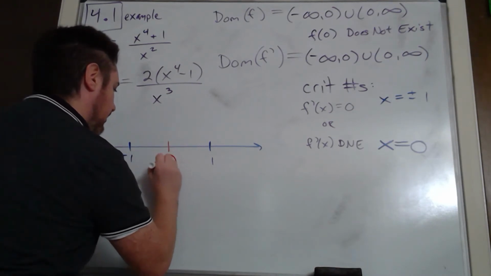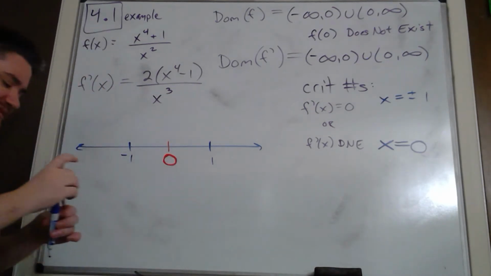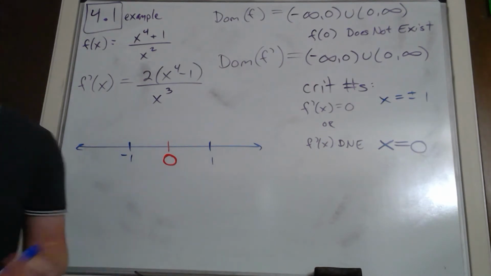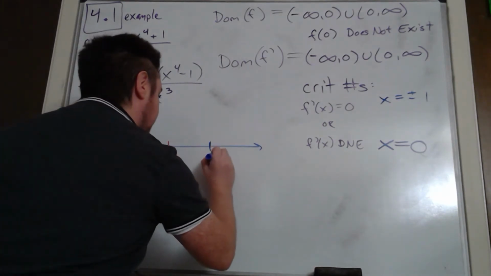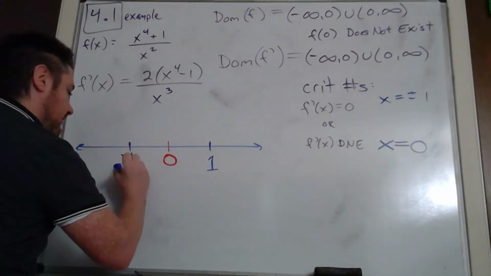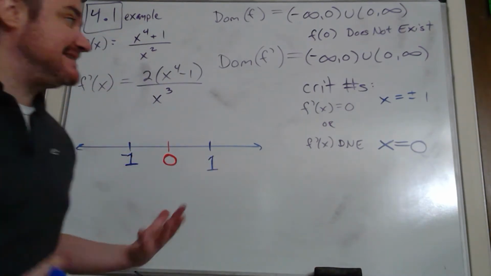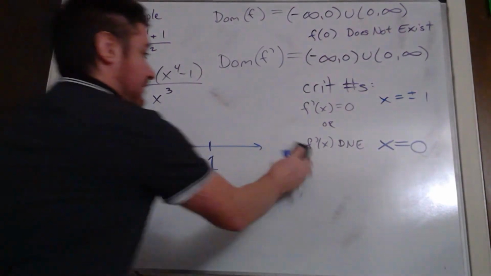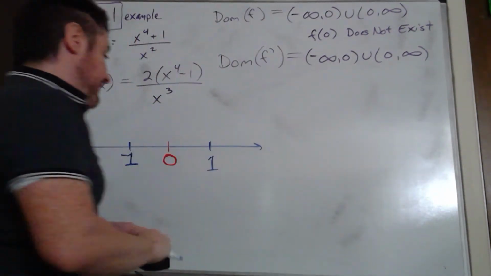Let me plot the 0. All right, and I'm doing it in red. It's not going to be a min or a max because the function doesn't exist there. However, I believe the behavior of the graph is going to change around it, meaning increasing or decreasing, and that's still valuable information. Okay, so I'm going to try to figure it out.